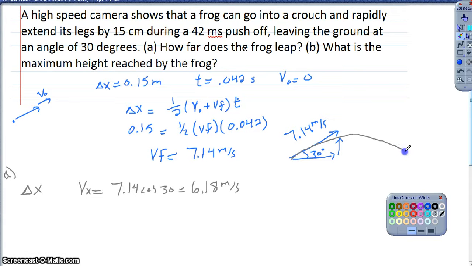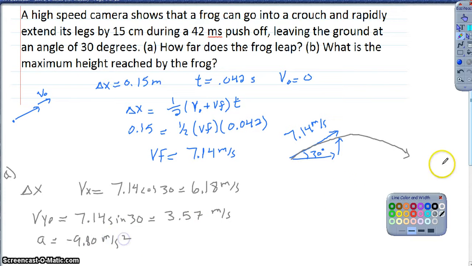Well, I know he's going to go up and then back down. There are a couple ways I could approach finding the time. One way would be using my vertical measurements. His initial velocity is 7.14 times sine of 30, which is exactly one half of 7.14, so 3.57 meters per second. The acceleration due to gravity is negative 9.80 meters per second squared, since I've defined up as positive.